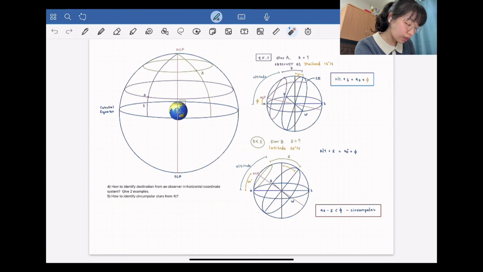The property of a circumpolar star is that 90 degrees minus the declination is less than the latitude of the observer, so that we can identify a circumpolar star.